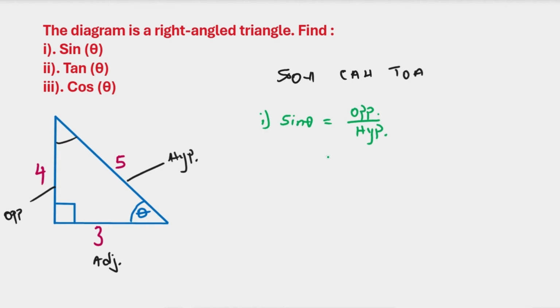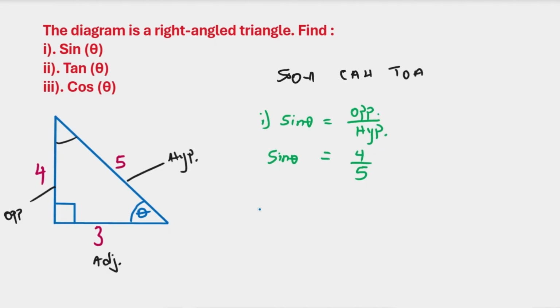If you are to do the substitution from the diagram, opposite is 4. So that's going to be simply 4 out of hypotenuse, which is 5. So that means that sine theta is equal to 4 out of 5. Very easy, right? Let's take the next one.